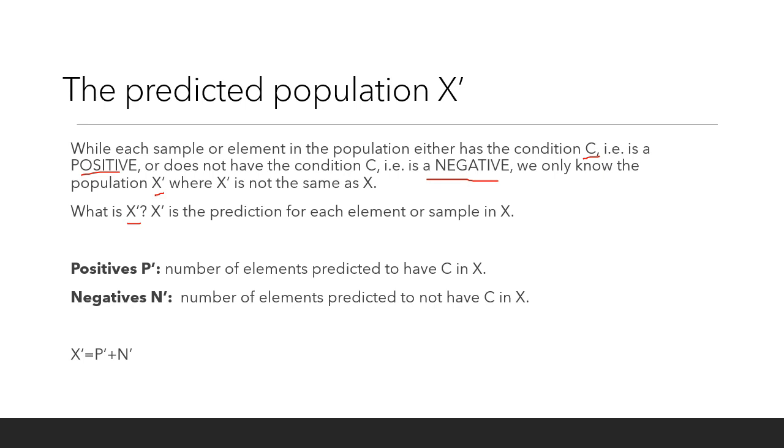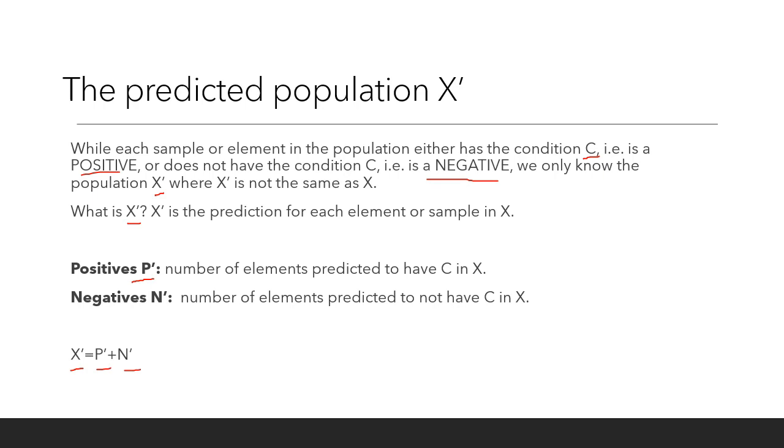And X prime is made of positives prime, which is the number of elements predicted to have C, and the negatives N prime, which is the number of elements predicted to not have C. So we have X prime, which is P prime plus N prime, but the ones that we predict to have the condition is not the same as the elements that have the condition, which would be P.